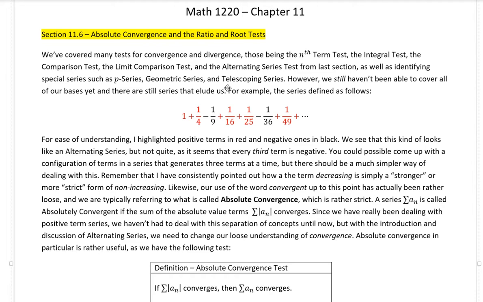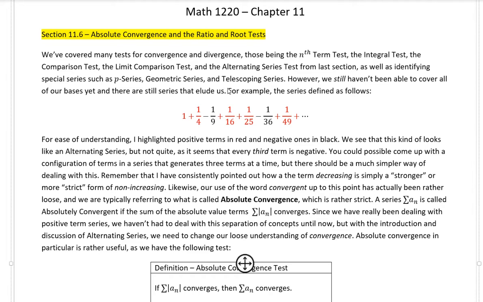But before we get there, we're first going to address other terms that could have both positive and negative. In the last section, we talked about the alternating series test, where you could have alternating positive and negative. So one's positive, the next is negative, the next positive, the next is negative, and it keeps switching there. But what if it's not that clean? What if it's something like this, where I have color-coded?